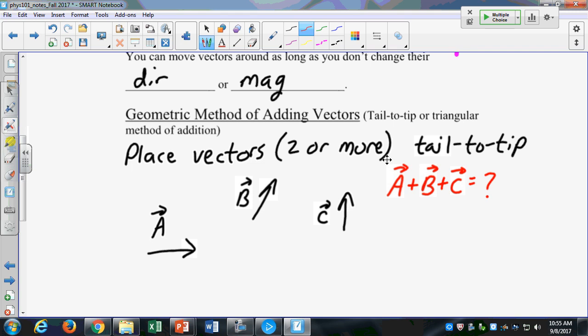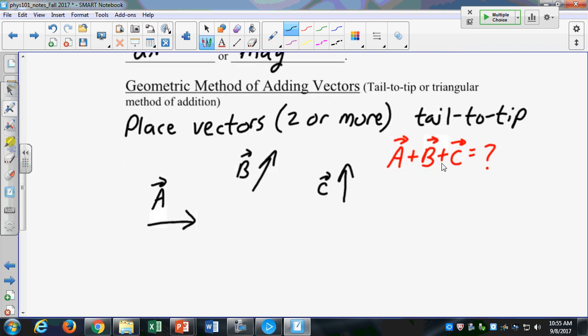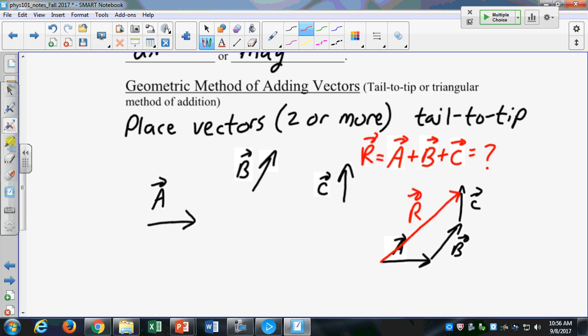In order to do this graphically, I would take the vectors and move them around in space until I get them all lined up, the tail of one to the tip of the other. So I draw the first vector A like this. Then I draw the second vector, the tail of B to the tip of A. So it'll look like that. It's going to be B. And then I'll draw C like this. And then I'll connect the two. And that would be the resultant. I'm going to call this the vector R. So R is equal to the sum of the vectors A, B, and C.